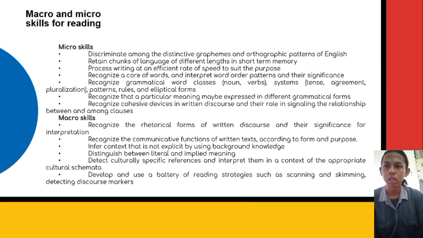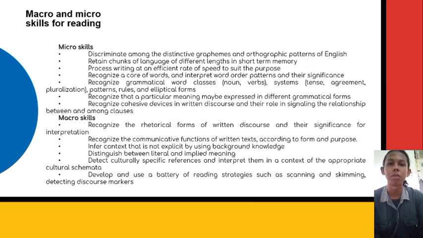And next is recognize grammatical word classes, atau nouns atau verbs, and systems or tenses, agreement, pluralization, patterns, rules, and elliptical forms. And next is recognize that a particular meaning may be expressed in different grammatical forms. And the last is recognize cohesive devices in written discourse and their role in signaling the relationship between and among clauses. And the next is macro skills.